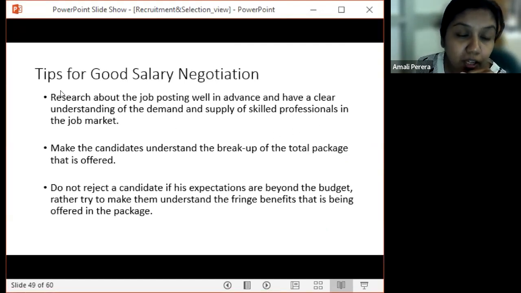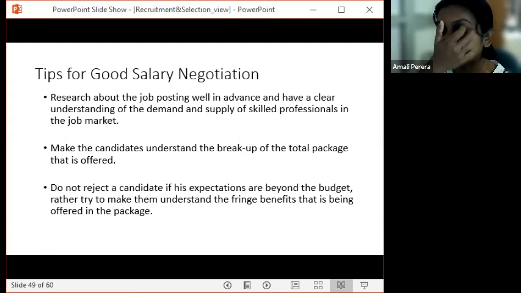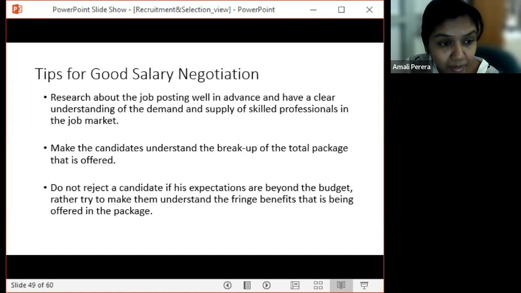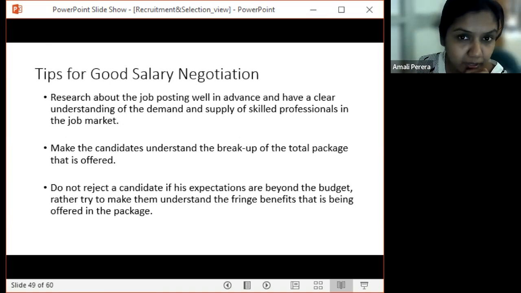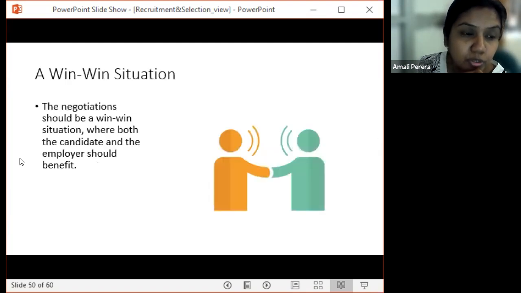It says to have an idea about the job market. What is the market rate for that position? And we always need to ask the candidate the breakup of the basic salary, and any allowances that he prefers. Likewise, it has to be broken down, right? And if the budget is less and the candidate is asking for more, then the company has to make the candidate aware of the other benefits that he might get if he joins. Don't worry, I'll be giving time for you to write this down.